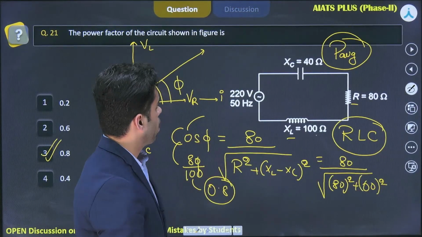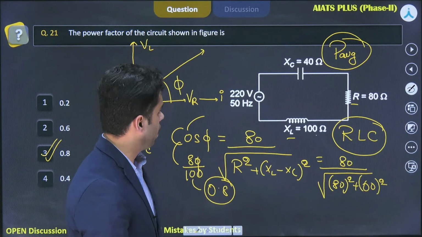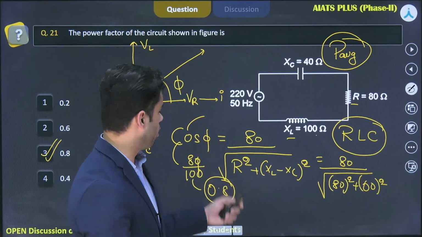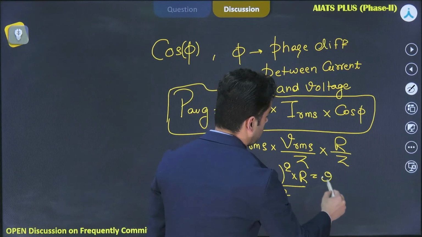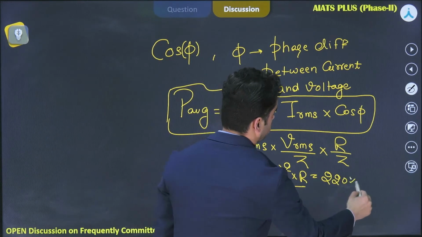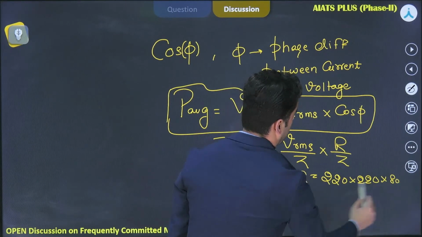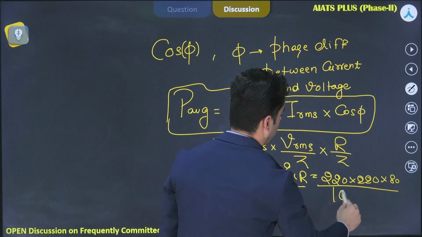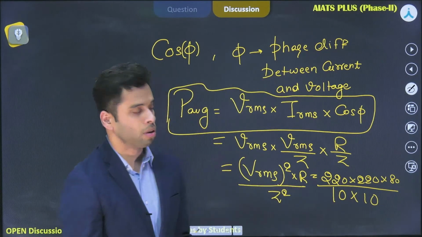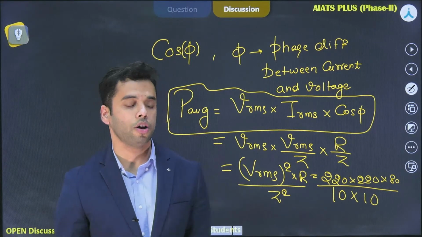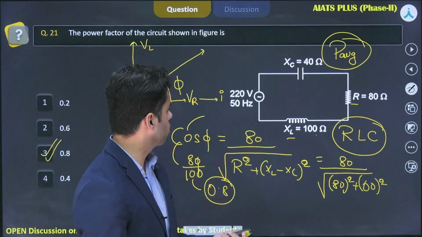So VRMS square into R by Z square. VRMS is given to you as 220, R is given to you as 80, and Z, you just calculate, is equal to 10. So it becomes 220 into 220 into R, which is 80, upon 10 into 10. It should give you the answer to this problem. So I hope you understood how to solve such kind of problems.